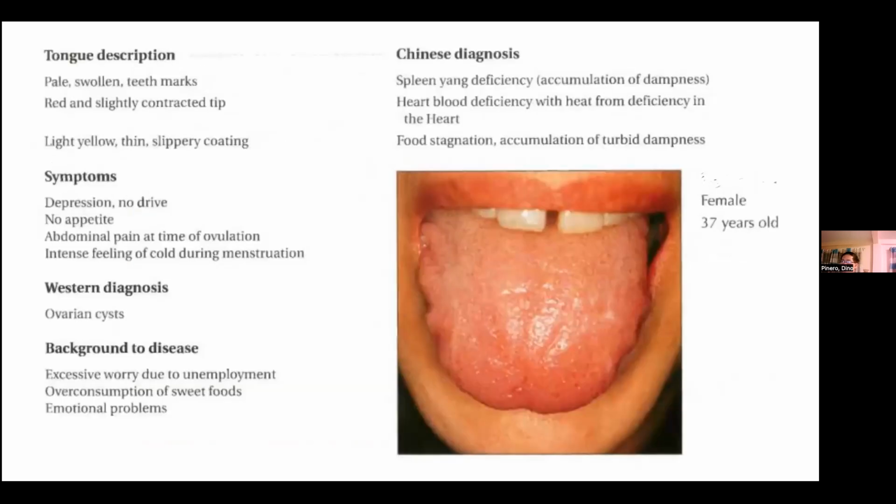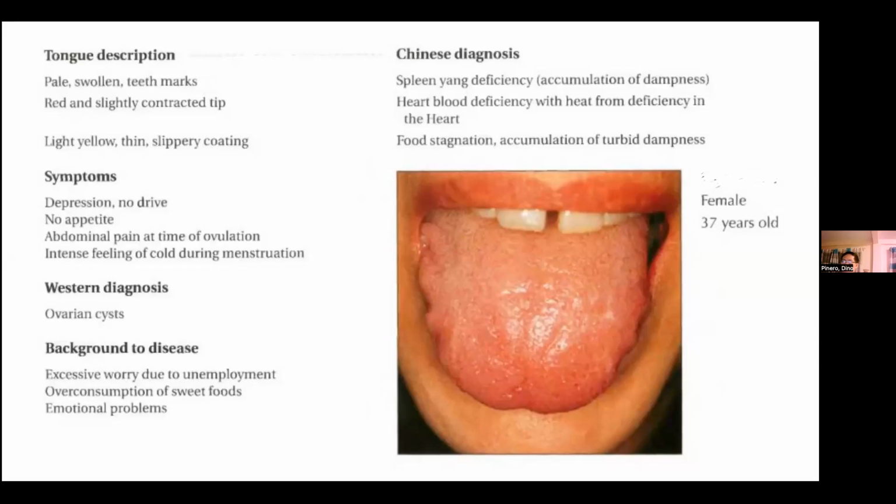So next we have a female, 37 years old. The patient's tongue is pale, swollen with teeth marks. Okay, observe po natin yung picture, which indicates that there is a spleen yang deficiency, accumulation of dampness. Next, we have red and slightly contracted teeth, which indicates that there is a heart blood deficiency with heat from deficiency in the heart. Meron ding siyang light yellow, thin, slippery coating, which indicates that there is food stagnation, accumulation of turbid dampness.